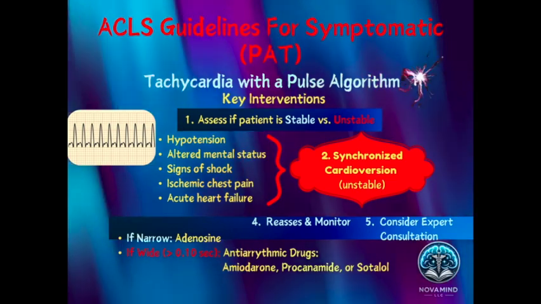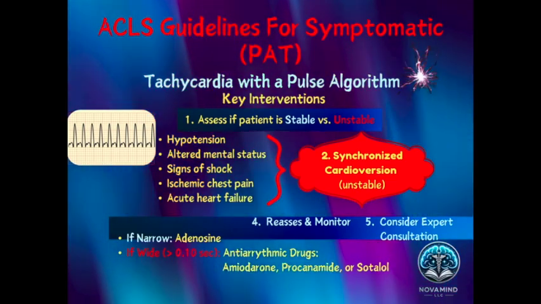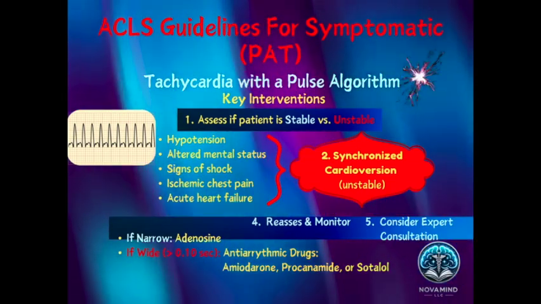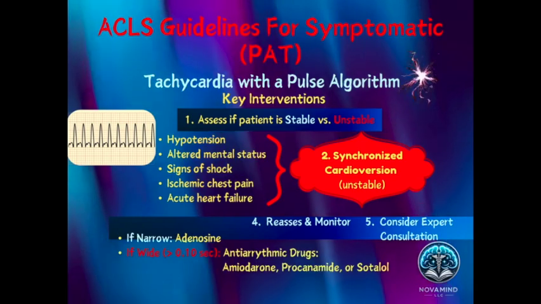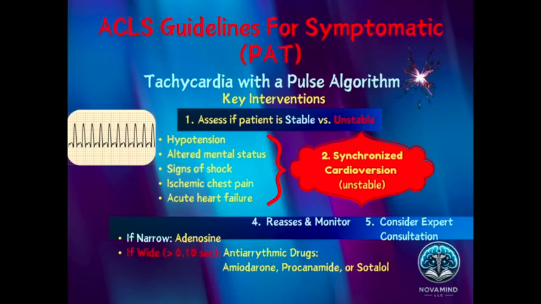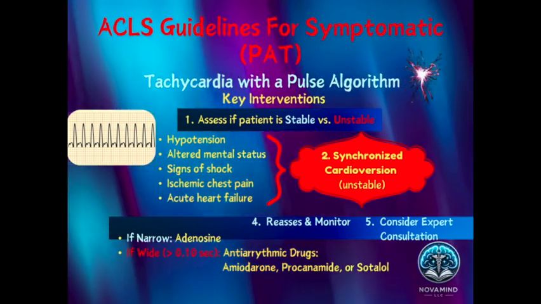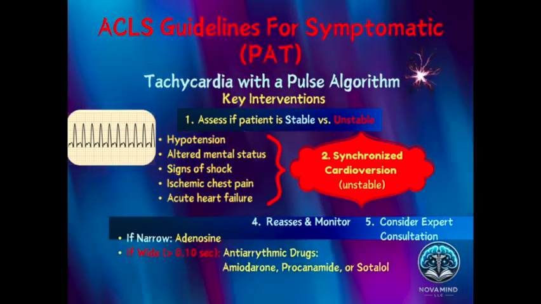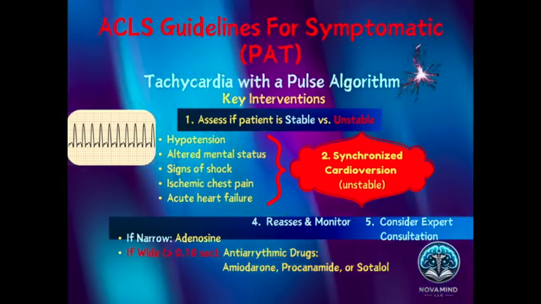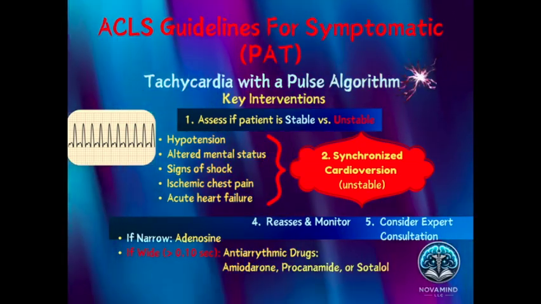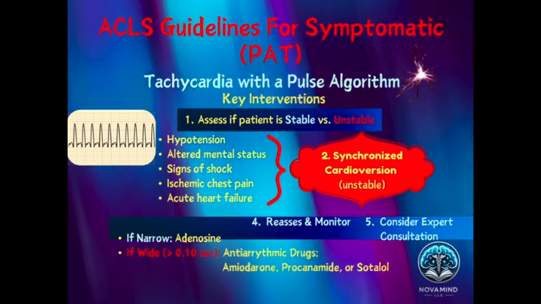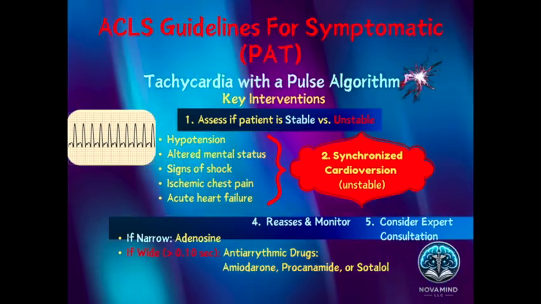Vagal maneuvers are more effective in treating sinus tachycardia, but are typically less effective for paroxysmal atrial tachycardia. Vagal maneuvers such as the Valsalva maneuver work by stimulating the vagus nerve to slow the heart rate. They can successfully reduce heart rates in sinus tachycardia, but PAT often involves a reentry circuit, which makes it less responsive to vagal stimulation. For PAT, interventions like adenosine, beta blockers, or calcium channel blockers are usually more effective.